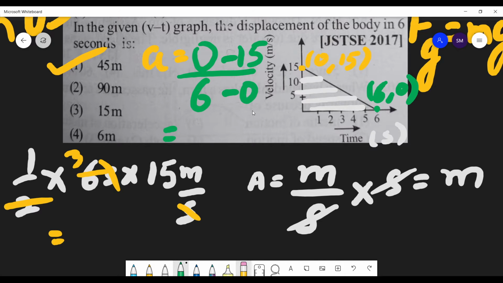The body is definitely slowing down. So there is deceleration because the velocity decreases from 15 to 0, right? You have applied the brakes. So how much is the acceleration? Minus 15 upon 6, which is minus 2.5 meter per second square. So that is the acceleration. Now you know the acceleration, you can find S, right?